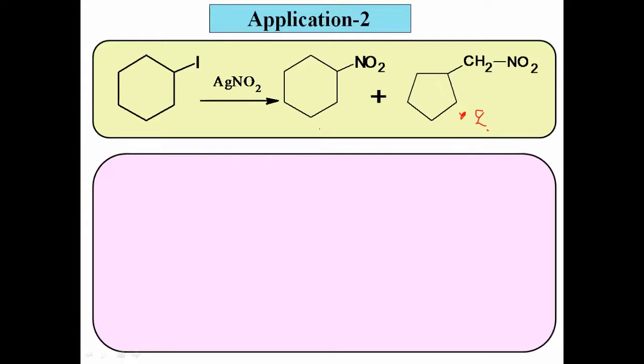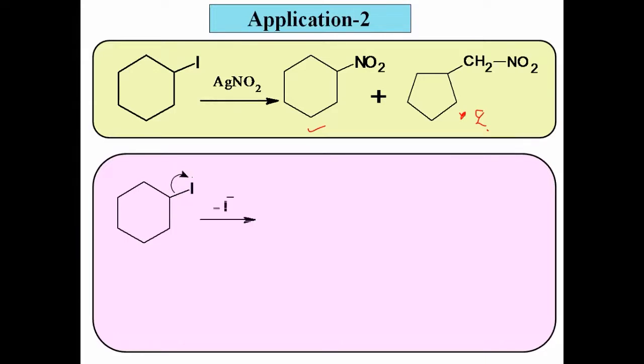But along with that nitro compound, nitrocyclohexane, we get one more compound, a 5-membered cycle with CH2NO2. And now the question arises, how is this unexpected compound formed? Let us see the mechanism of this reaction again. Yes, this is our starting material. It is a nucleophilic substitution. Therefore, in the first step, the bond between carbon and iodine undergoes breaking.